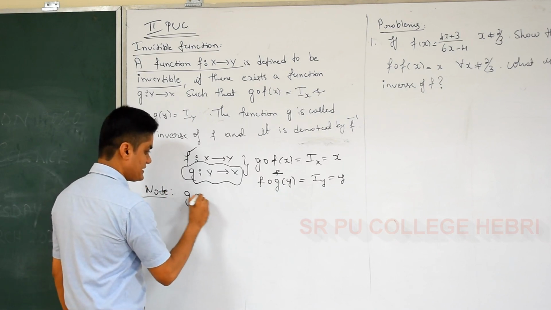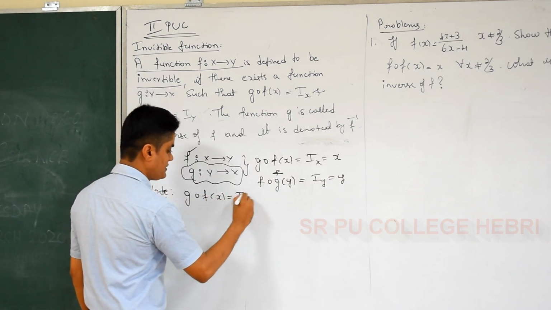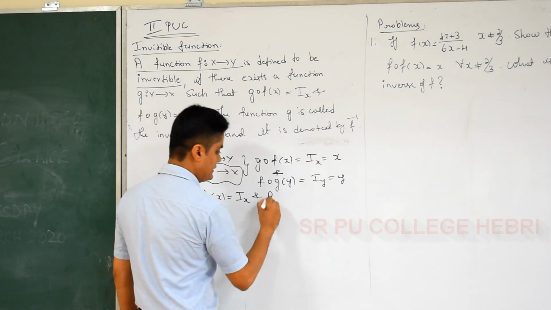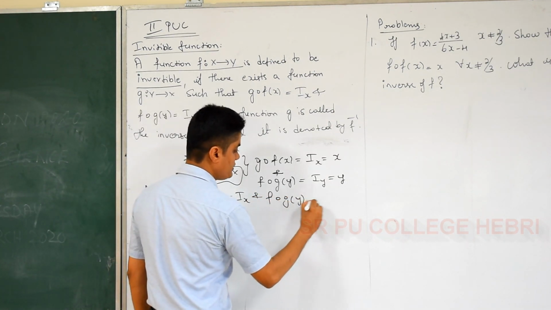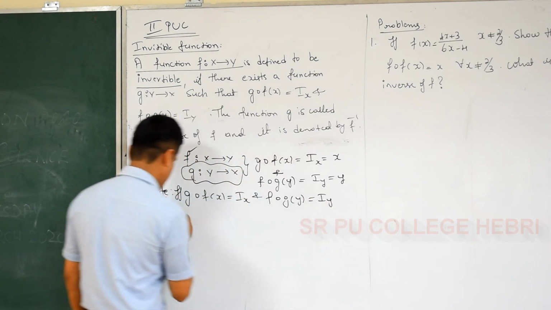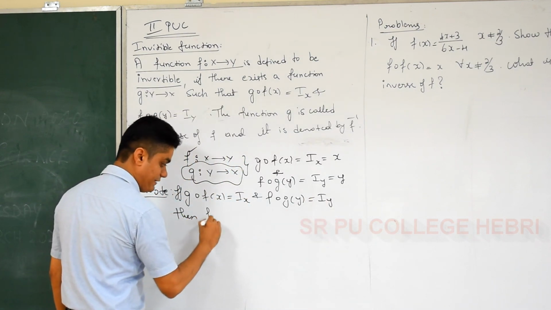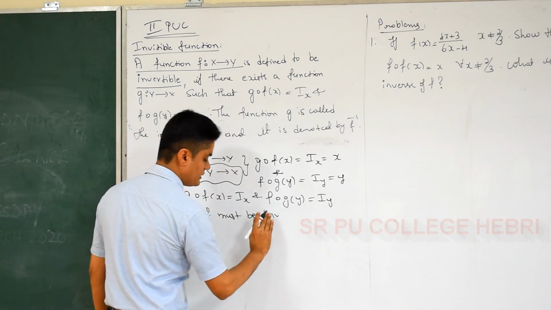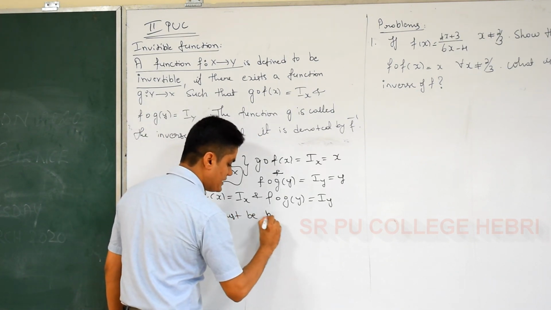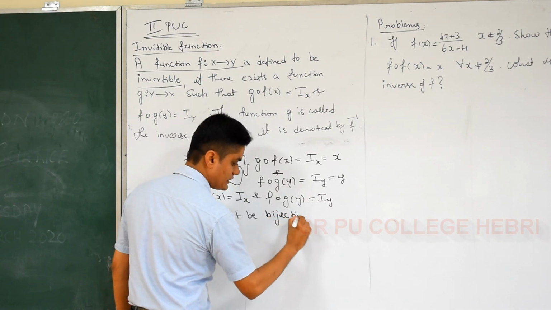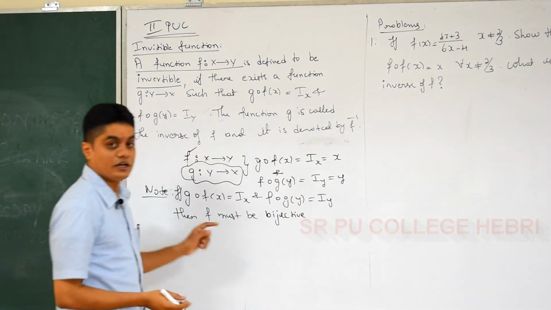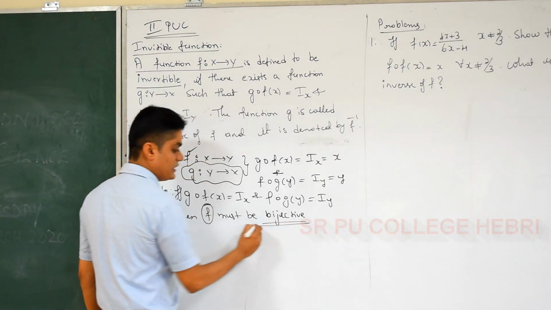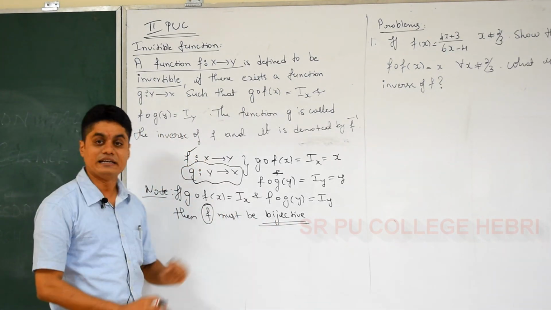If this condition is satisfied, then function f must be bijective. Sorry, invertible, fine, already I defined. It is not only invertible, then f must be bijective. If f is not bijective, this is never possible.